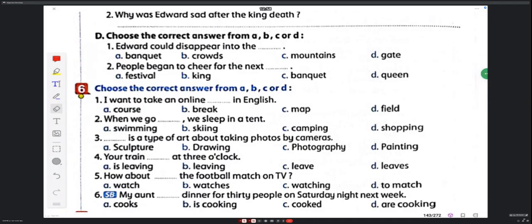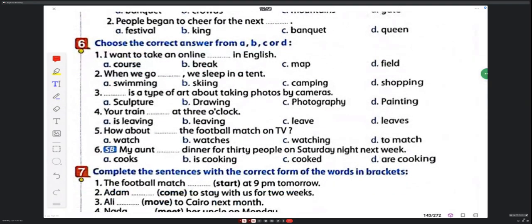Luigi, I want to take an online course in English. When we go camping, we sleep in... Photography is a type of art about taking photos by cameras. Lamar, your train leaves at 3 o'clock.